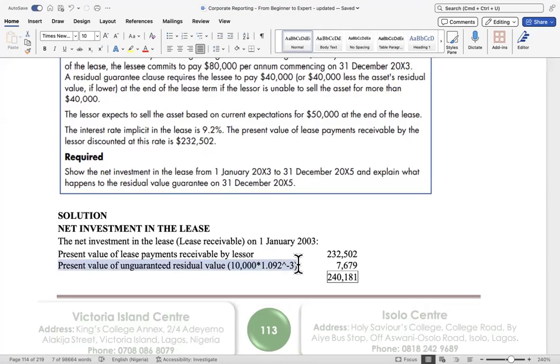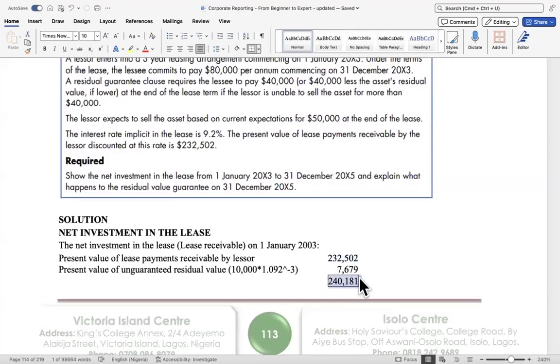So we simply discount that to present value, which is 10,000 multiplied by 1 plus 9.2% raised to power minus 3. That gives us 7,679. If you add that to this present value of lease rentals, it gives us 240,181. And that is our net investment in the lease at commencement date.